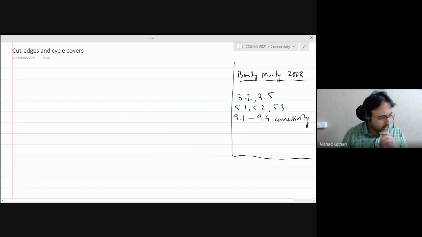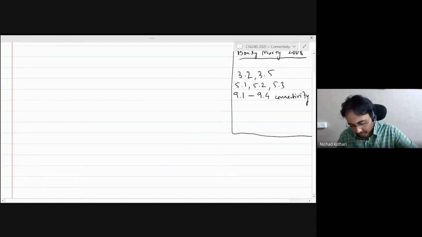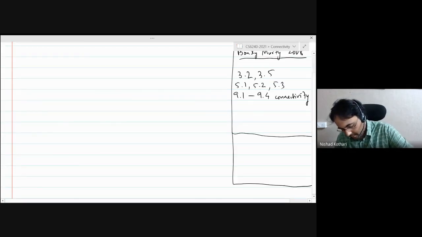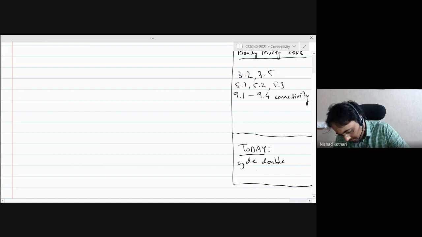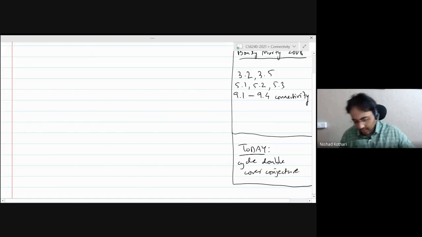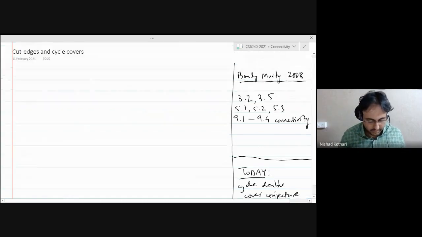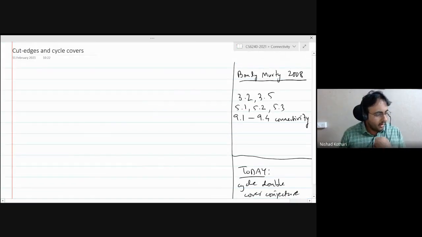All right, so today I want to tell you about this very beautiful conjecture in graph theory, one of the most important unsolved problems in graph theory. Let me already give you some spoiler. I want to tell you about the cycle double cover conjecture. I don't want to bore you just with definitions. All right.